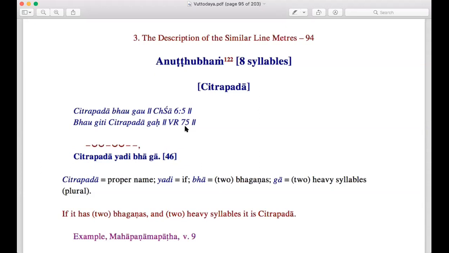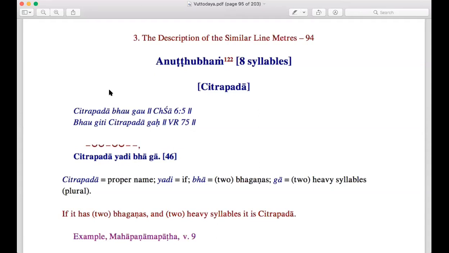So you can observe many similarities between Vuttodaya and those 2 Sanskrit prosodies. So you see here in Chanda Shastra, the same verse is seen as Chitrapada Bhaugau, right? It is named Chitrapada if there are two Bhaganas and two Garus. You see, Bhau is the Dvivachana. Like in Sanskrit, there are Ekavachana, Dvivachana, and so on. So what is the English word we use for Dvivachana?